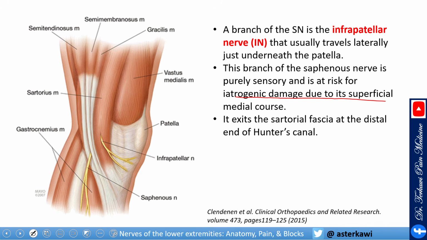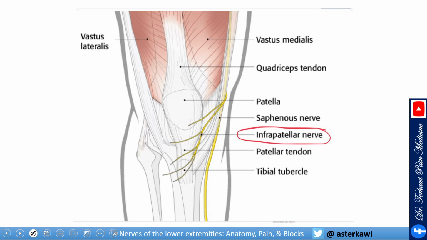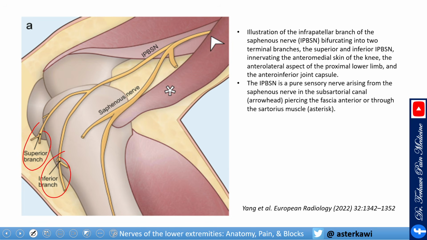It exits the sartorial fascia at the distal end of the Hunter canal. So around here you see it exit. Then it travels between the superficial fascia and the sartorial fascia, so it's above the sartorius muscle. And you see the nerve and its branches off here. And then here's another illustration that shows you the two terminal branches, the superior and inferior branch. And again, it's purely sensory.